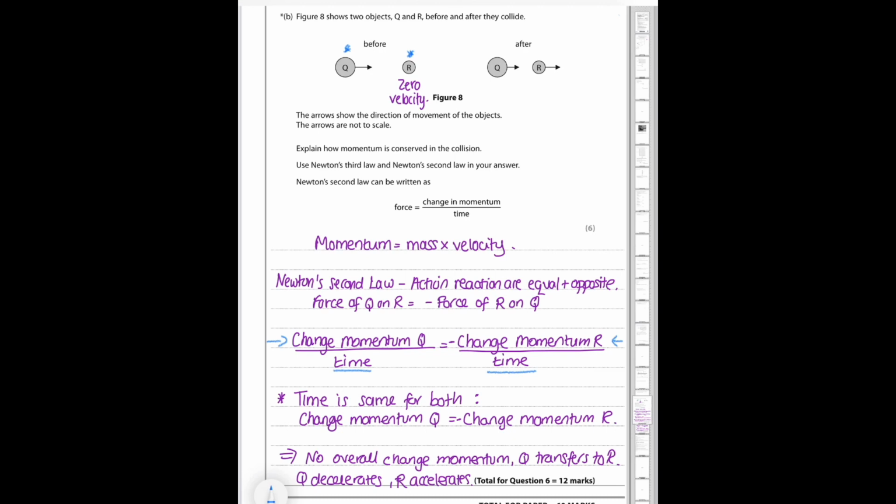And because the time taken is the same, that then means that the change in momentum of Q equals minus the change in momentum of R. And what this means is overall, there is no change in momentum. The momentum before is equal but opposite to the momentum after. However, Q is going to transfer some of its momentum in the collision to R, which is why Q then decelerates after the collision and R accelerates after the collision.